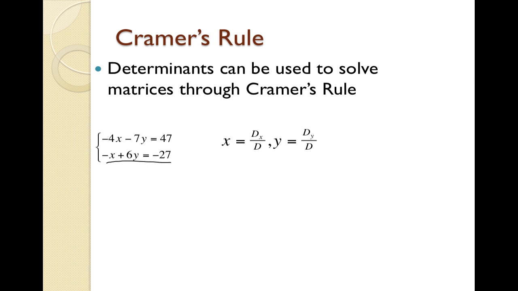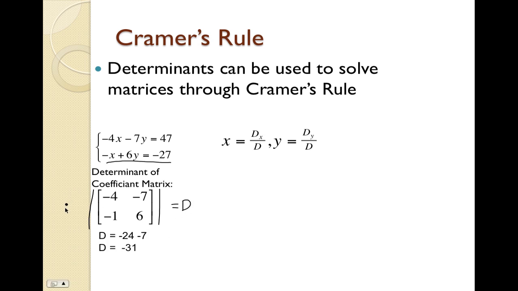Well, you're familiar with what D is. It is the determinant of your coefficient matrix. So you set up the matrix without the answers, just the coefficients, and then solve for the determinant of that. We know how to do that. We multiply negative 4 and 6, and subtract off negative 7 times negative 1. So we get negative 24 minus 7, which gives us a determinant of negative 31.